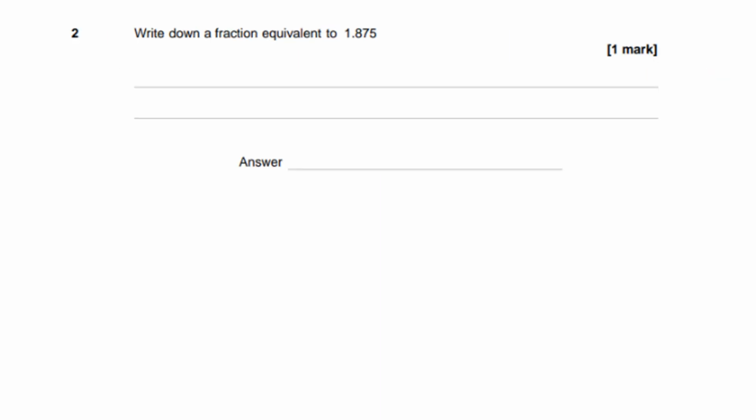Right, question number 2, write down a fraction equivalent to 1.875. So 1.875 is actually 1,875 divided by 1,000. I could just leave it like this, so you would get full marks if you write 1,875 out of 1,000. Or you could just type it in your calculator and find it out to be 15 out of 8. Or you can then convert it to a mixed fraction, so that's going to be 1 and 7 over 8. So that's how you get full marks from this question.